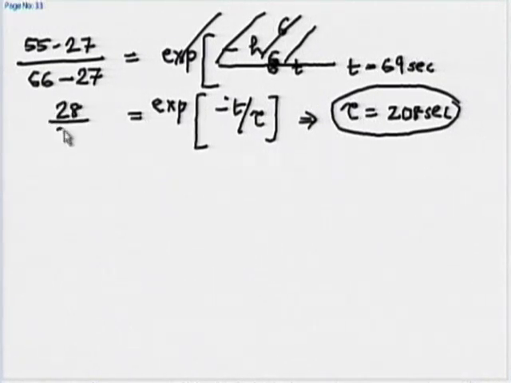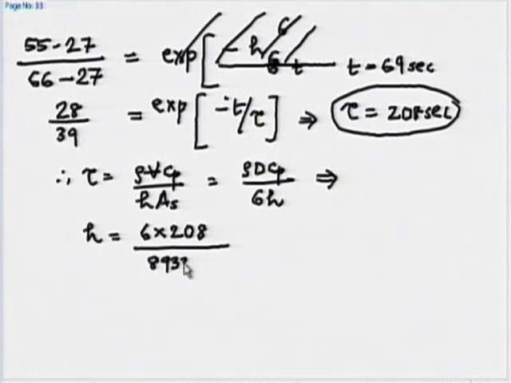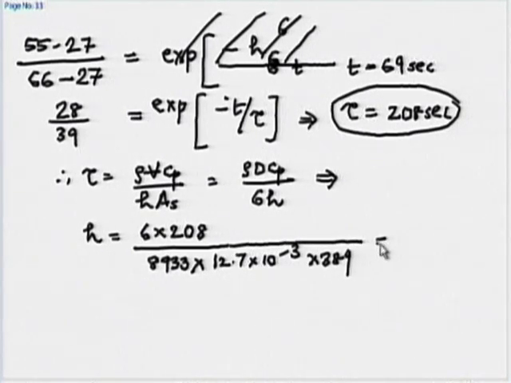Now, tau equal to rho V Cp upon h As. So, 208 equal to, V by As is D by 6. So, tau equal to 208, h equal to 6 into 208 upon rho, which is 8933, into diameter, which is 12.7 into 10 to the power of minus 3, into Cp, which is 389. So, I get an h of 35.3 watt per meter squared Kelvin.